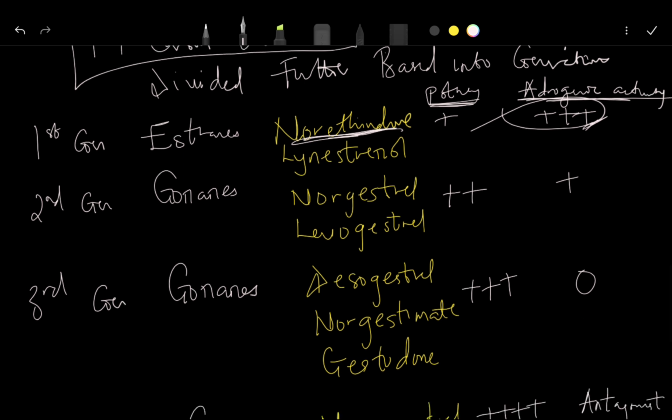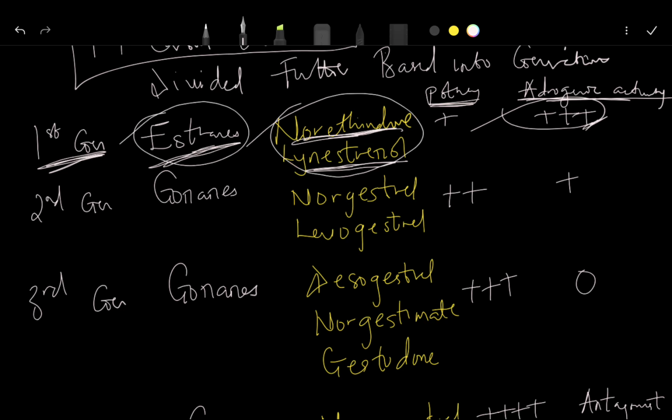So the first generation derivatives are what? Estranes. These estranes include norethindrone and lynestrenol. Okay, these are the two first generation, and they are called estranes. Now, one thing about them is that their potency is low. That is one, and they have high androgenic activity, meaning they can act like androgens, acting on androgen receptors, and that will lead to acne and hirsutism and manly features.